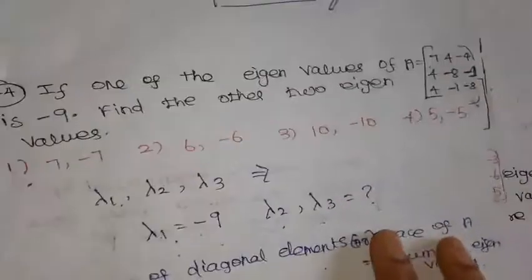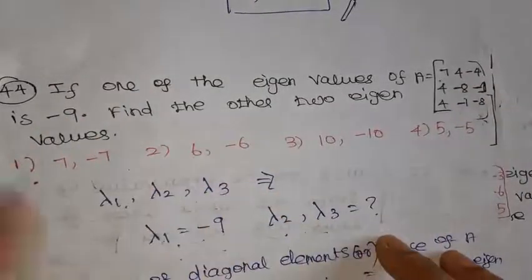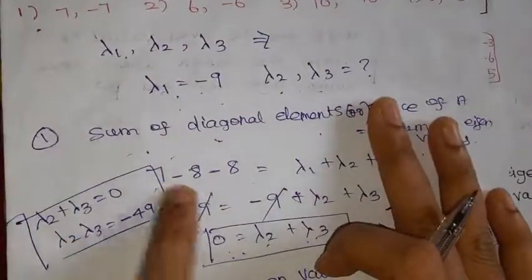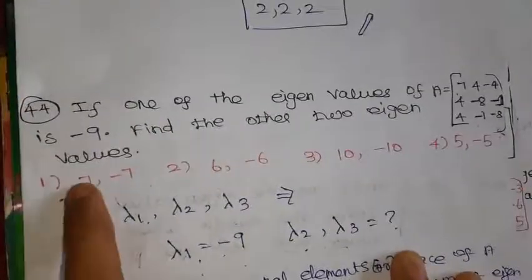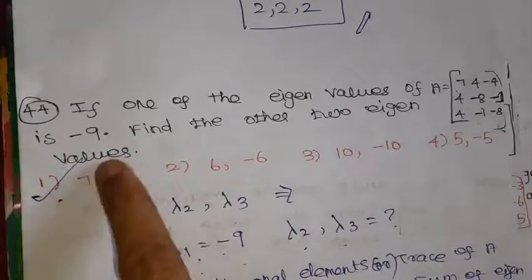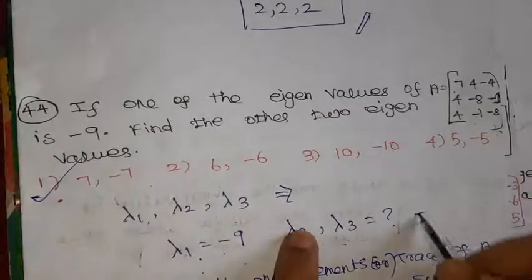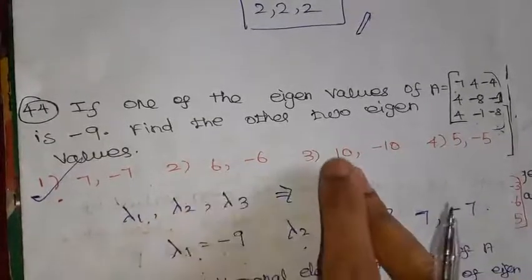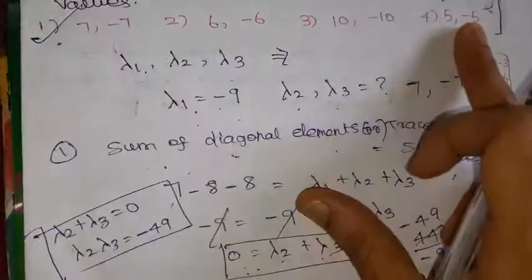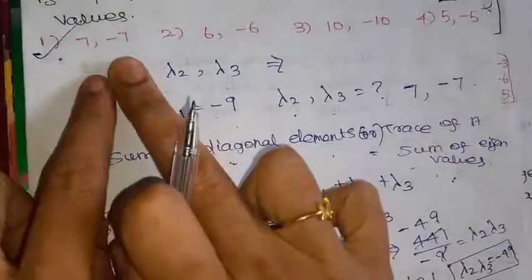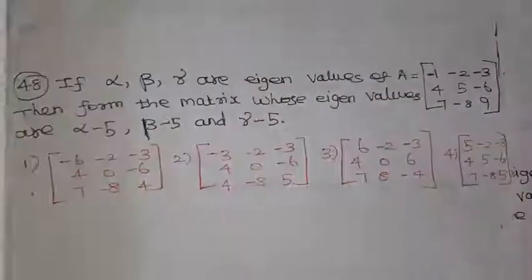From the options, all the options will give 0 when we add the eigenvalues. But when we multiply those eigenvalues we should get minus 49. See which one? 7 into 7, minus 49. Obviously this is the answer. So the rest of the eigenvalues, lambda 2 and lambda 3, are plus 7 and minus 7. For the others, this is minus 36, this is minus 100, this is minus 25. So we are getting minus 49 for this only. Option 1 only satisfies these two equations. So the answer is 7 comma minus 7.